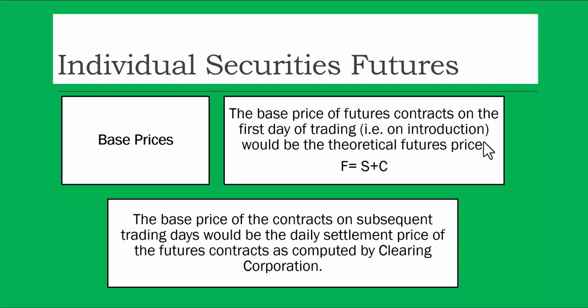And this is the formula which is on your screen. This is the basis price. So future is equal to S plus C, that is, the future would be the spot plus the cost of carry. Fine. So just to give an example, suppose you go to the market.